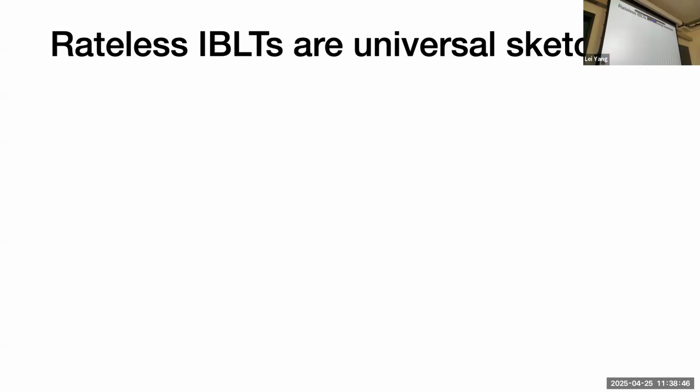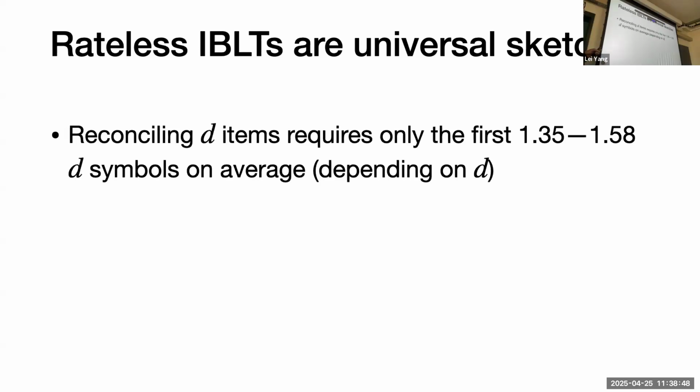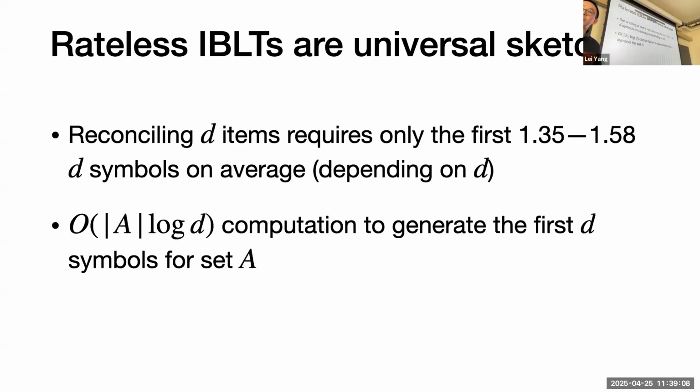Okay, so the end result is that if you optimize this mapping well, you can actually construct such a universal sketch, and the coefficient in front of the communication cost is 1.35 to 1.58, depending on the size of the symmetric difference that you want to reconcile. And the computation cost, of course, has to be linear in the size of your set, because you have to construct the sketch for your original set, right?